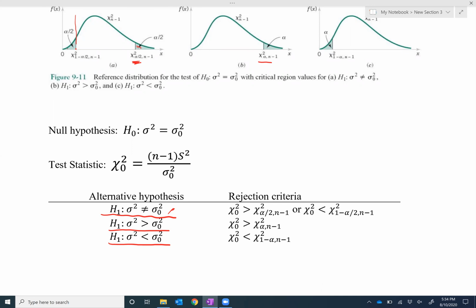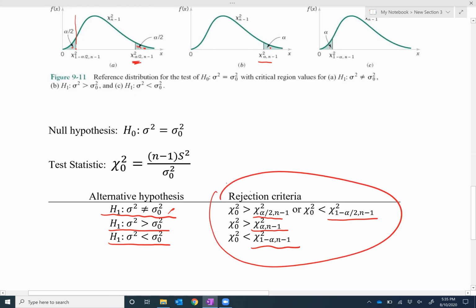So the rejection criteria: if you are in this region, you reject, and if you are in this region, you reject. That's why it's greater than this one or less than this one. For a one-sided test, if you are greater than this one, you reject, or if you are residing over here, you reject. So those are the rejection criteria. Reject what? Reject the null hypothesis. If this is satisfied, you reject the null hypothesis, and then the alternative hypothesis is valid.